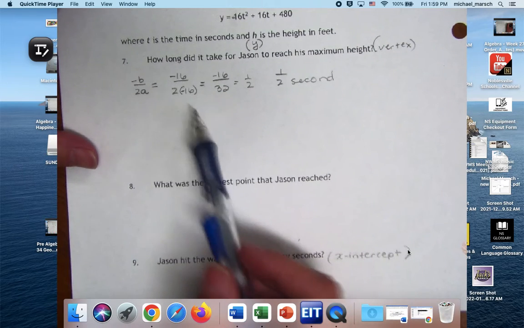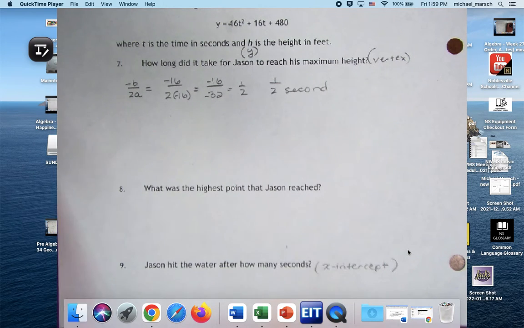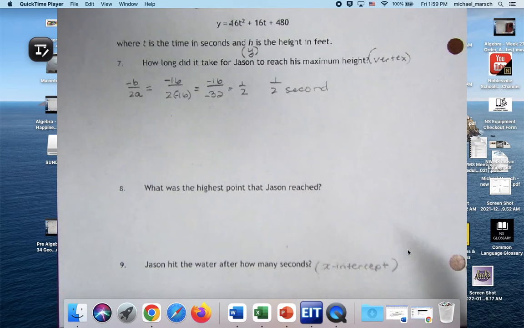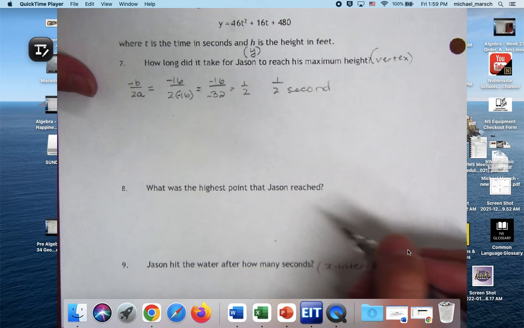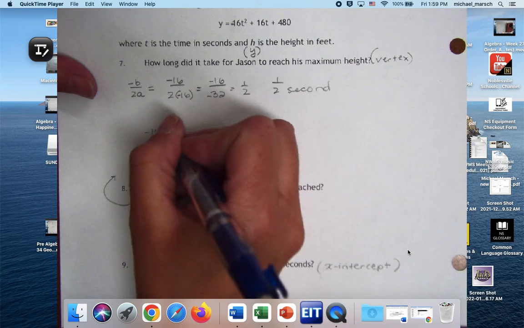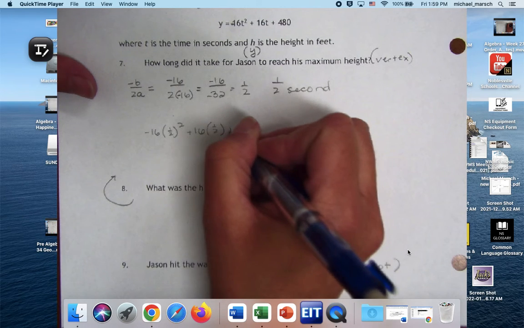Well, no. If a is negative, then you get the negative 32. Yep. Okay. So then, how do I find the highest point that he reached? What do I do? Yeah, so I'm going to put 1/2 in for each of these t values. Okay, so I'm going to show my work up here. So I've got negative 16 times 1/2 squared plus 16 times 1/2 plus 480.